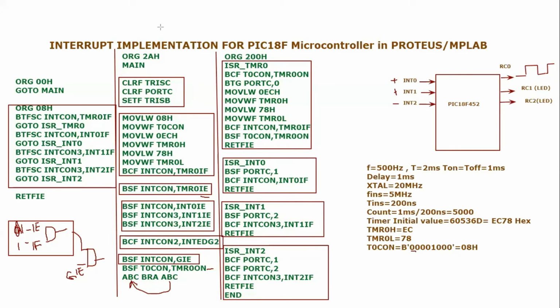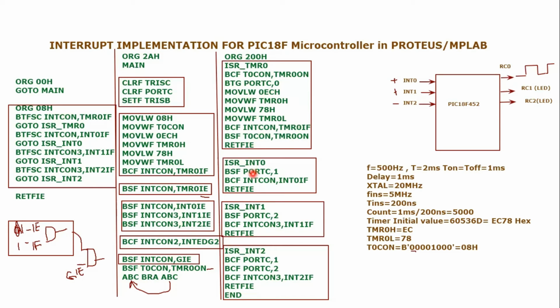If you see the timer 0 interrupt, what we are doing, first of all, we are turning off the timer, then we are toggling the bit RC0, right? Then we are feeding these values again, EC and 78, and then TMR0IF, which has become 1 due to the interrupt, we make it 0 and then again start the timer and retfi to the main code, right? So I hope you have understood this timer 0 service routine.